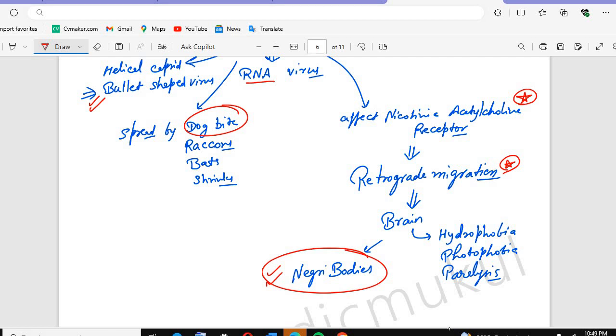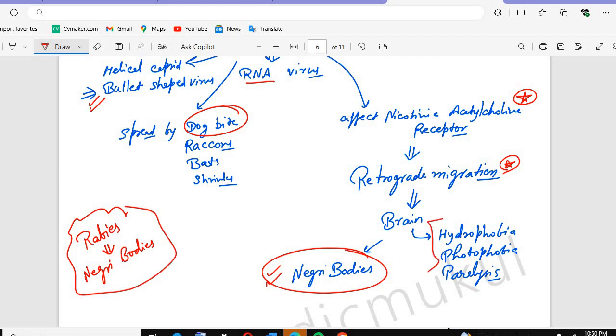Negri bodies are seen in which condition? Rabies. Remember it for a lifetime. This is a very important question for all the exams. Negri bodies are seen in rabies. If it affects the brain, the patient will have hydrophobia, photophobia, and paralysis. If it is affecting the brain, then it becomes a very dangerous condition.